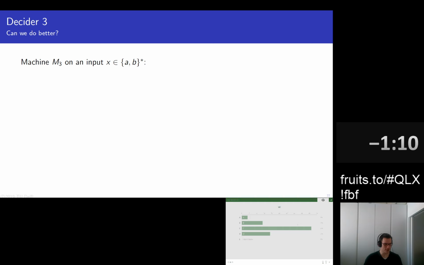With all that said and done, let's take a look at decider number 3 for this language. So we already saw one that does it in quadratic time. We already saw one that does it in n log n time. Now let's see if we can still do better. And some people had some good ideas during the break that we discussed a little bit in chat.